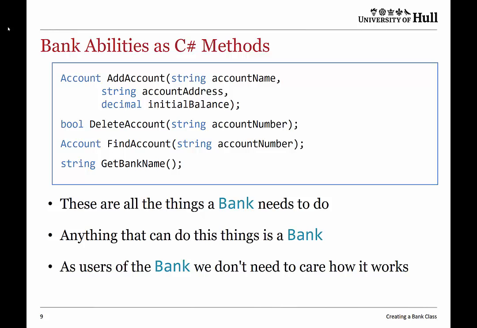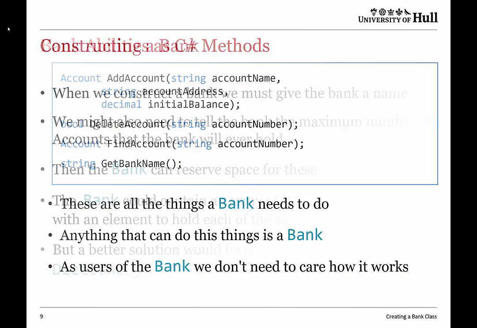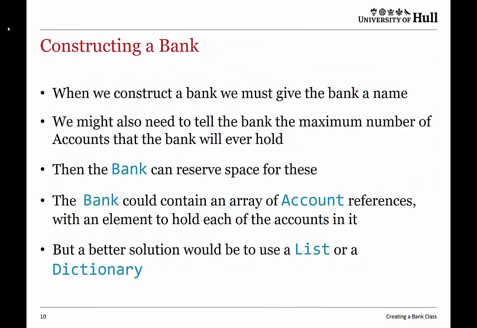It's their job to pick another one and give it to me. So I don't feed the account number in. I get back an account with the number set in it, which is part of the bank, and it's all good. Delete account, I give you the account number, you remove the account. Find the account, I give you an account number, you go off and find the account for me. And get bank name, that's a way of getting us a bank without too much difficulty. That's all fine. So, constructing it. Well, we can give the bank a name. We might want to give it the maximum number of accounts.